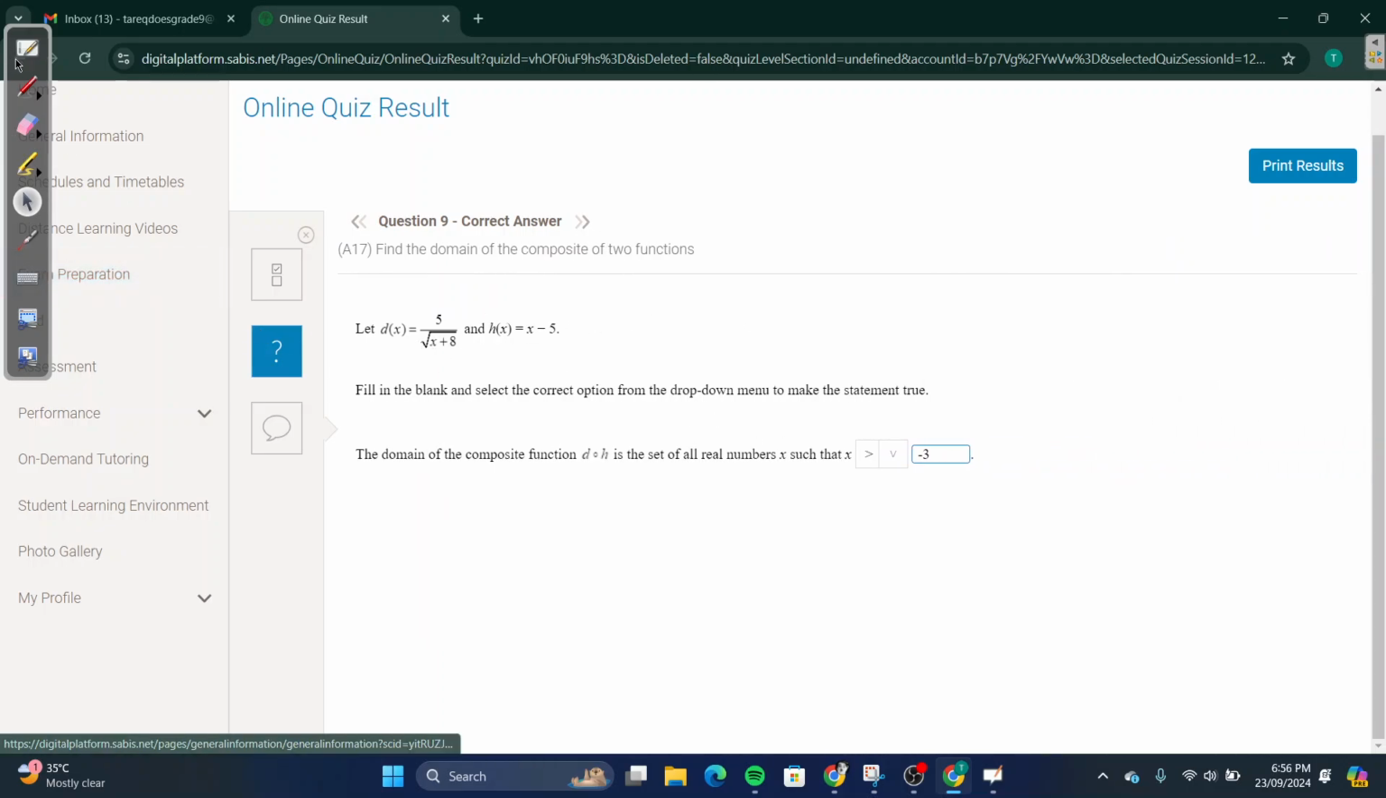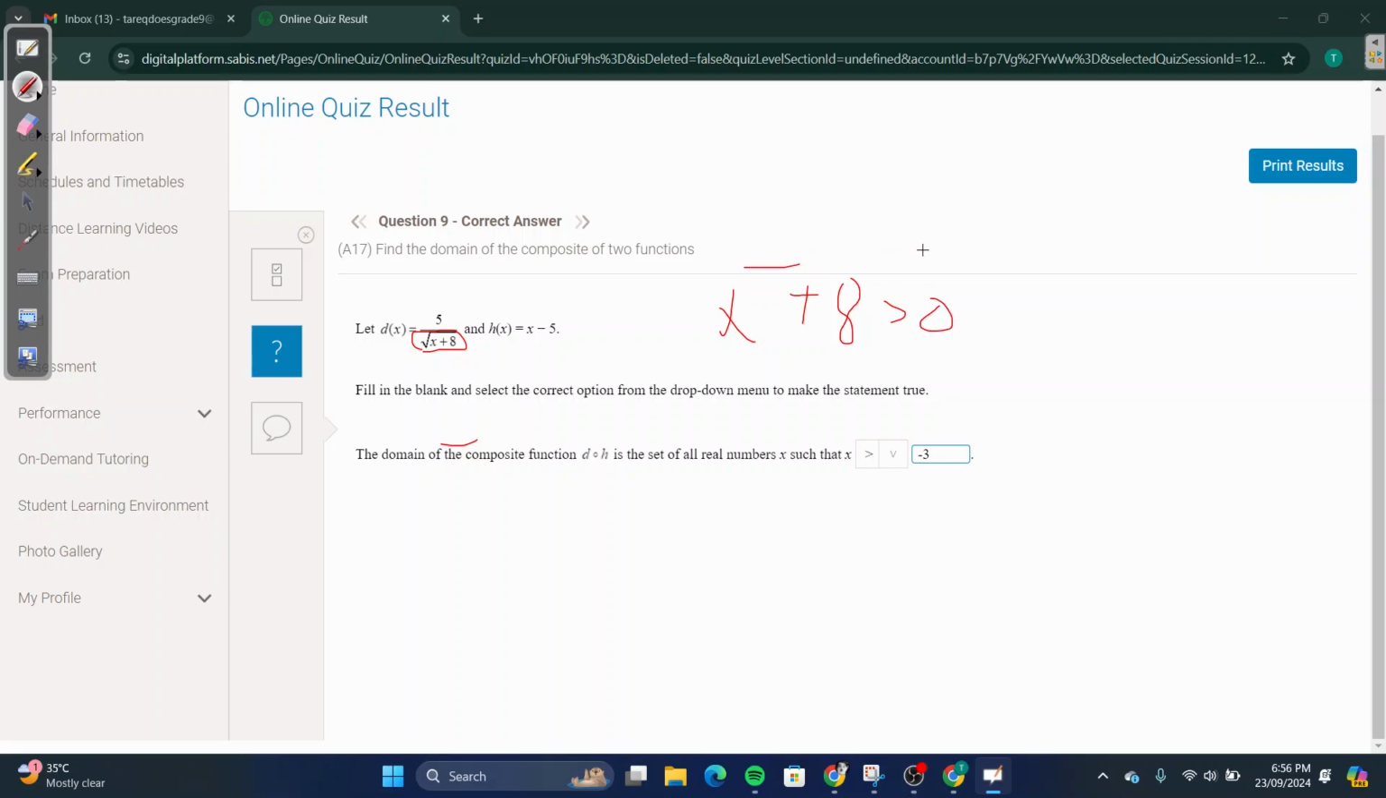Let h of x be root x plus 8. Now, I have a trick for you here. The condition that makes this undefined is the condition we want to use, instead of substituting all of this. The condition that makes it valid is that it has to be greater than 0. So x plus 8 has to be greater than 0. That was the worst arrow I've ever done. x has to be greater than negative 8.